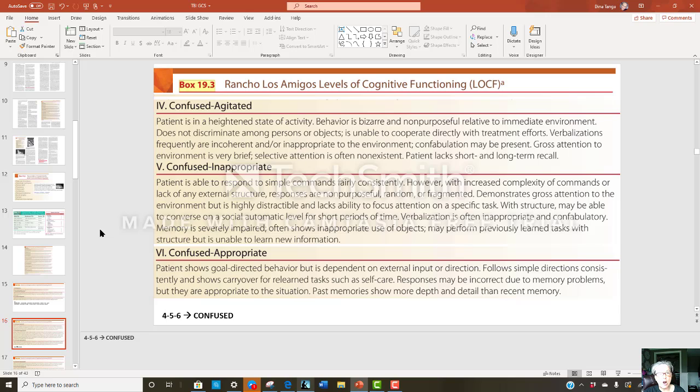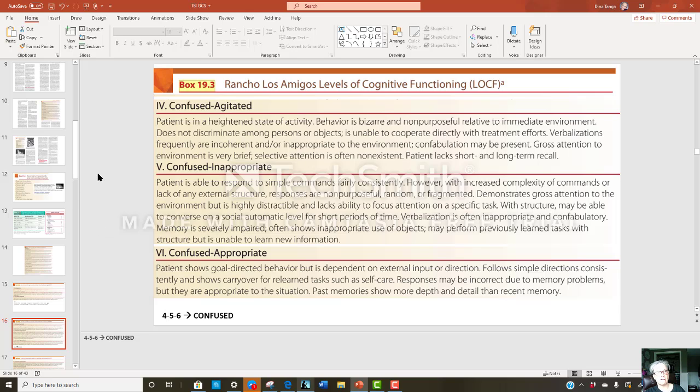Verbalizations are frequently incoherent. Like, what the heck are you talking about, dude? And totally inappropriate to the environment. Dude, no, we're not doing that. Inappropriate to the environment. We don't do that in the gym. You know what I'm saying? Confabulation. I don't know what that confabulation means. We're going to go look at that.